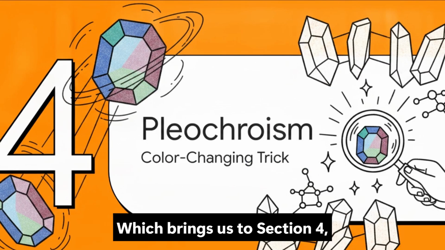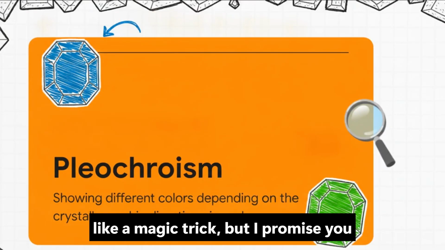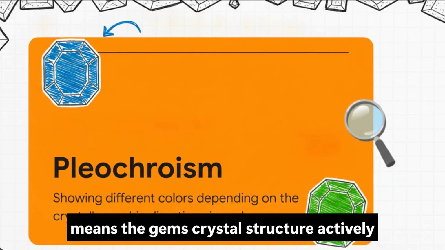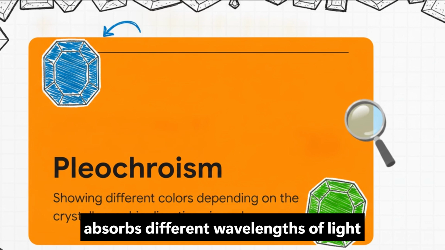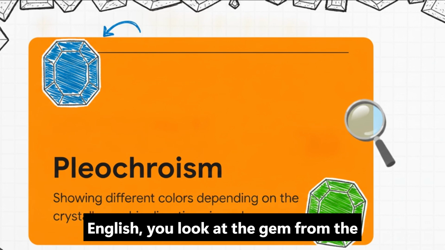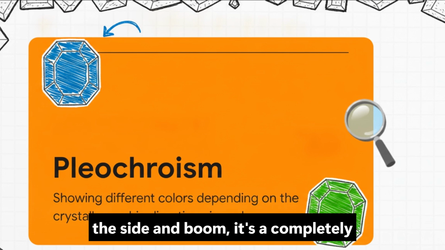Which brings us to section 4, Pleochroism. Now, Pleochroism sounds like a magic trick, but I promise you, it's pure crystallography at work. It means the gem's crystal structure actively absorbs different wavelengths of light depending entirely on the angle the light travels through the stone. In plain English, you look at the gem from the top, it's one color. You look at it from the side, and boom, it's a completely different color.